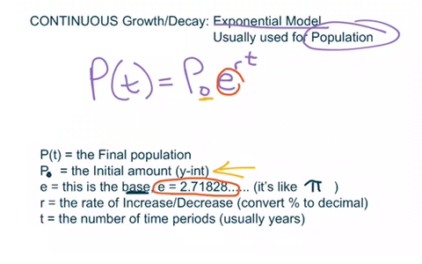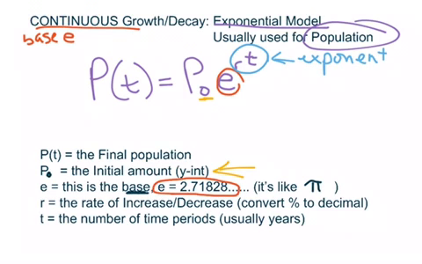So this is our base. E is going to be the base of our continuous growth and decay. So that is something to remember here. Continuous growth and decay is base E. And then R and T are the same thing they were before, but notice both of these are in an exponent. So it looks like a big old mess going on, but really we have got our initial value times E raised to R times T.